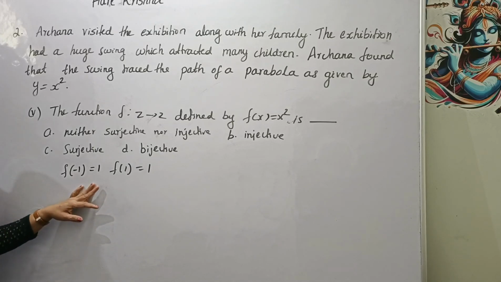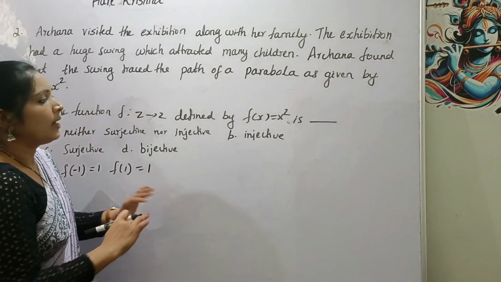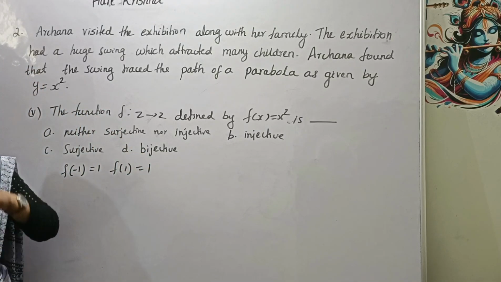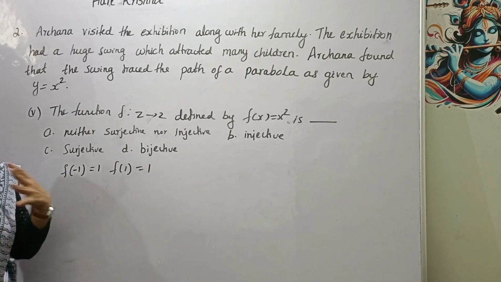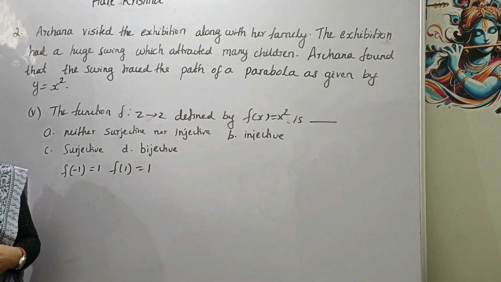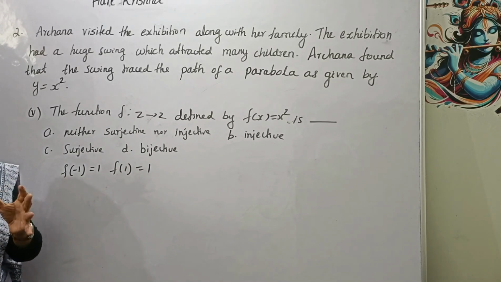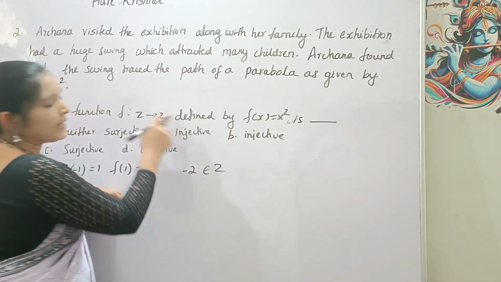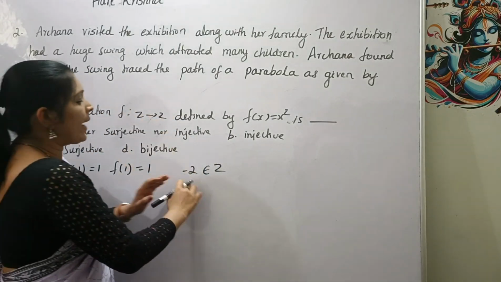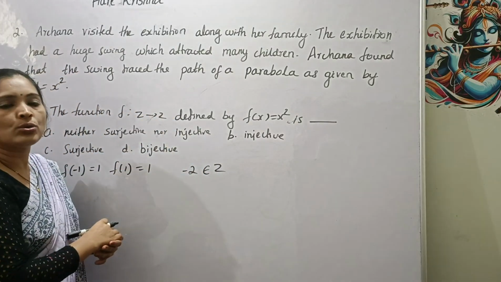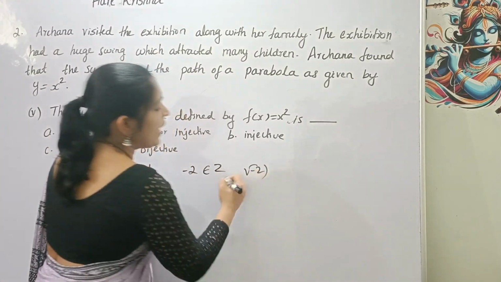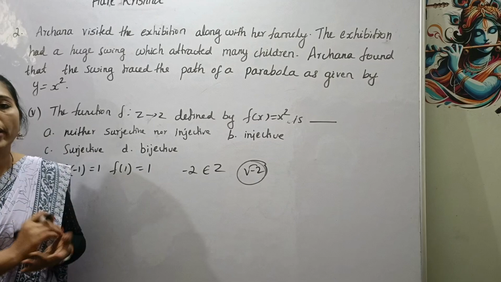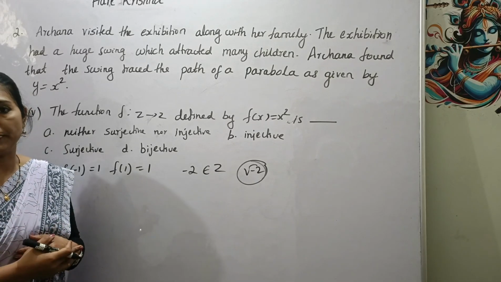Then what about onto? See here, in the codomain, negative numbers are there, right? So what are the preimages of negative numbers? Complex numbers, right? That is, suppose let's take minus 2. Minus 2 belongs to Z, that is, it is in the codomain, okay? And what is the preimage of minus 2? Square root of minus 2. It does not exist in the domain, okay? Because square root of minus 2 is a complex number.